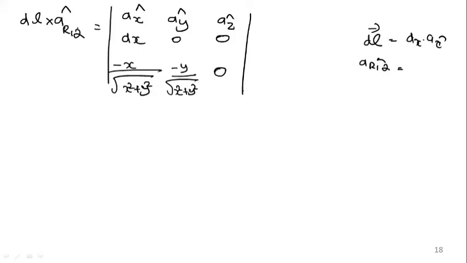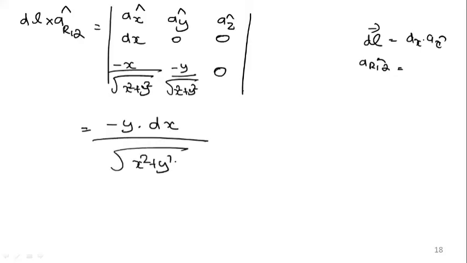Okay, so you got dl cross a_R12. Now you take the cross product and what you get will be minus y into dx divided by root of x square plus y square into az. So just take the cross product because only x is remaining. So these 2 will multiply and other terms will go. Same as before, just take the cross products. Simple cross product that you have studied in mathematics and in the first module itself.